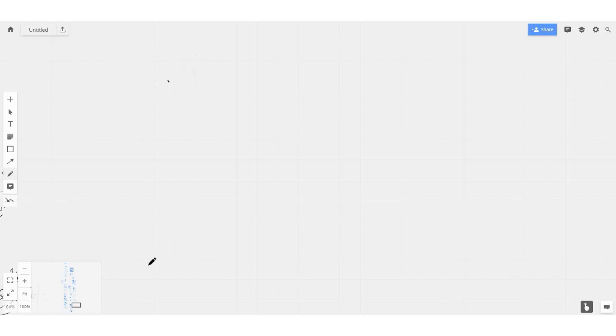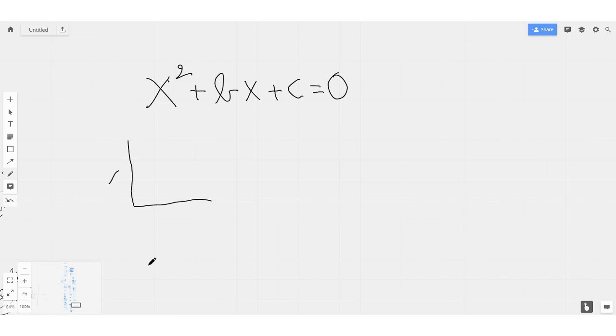We have x squared plus bx plus c, which is equal to 0. So if you look at this x squared, that reminds me of a square of side x. So we have x here and x here.